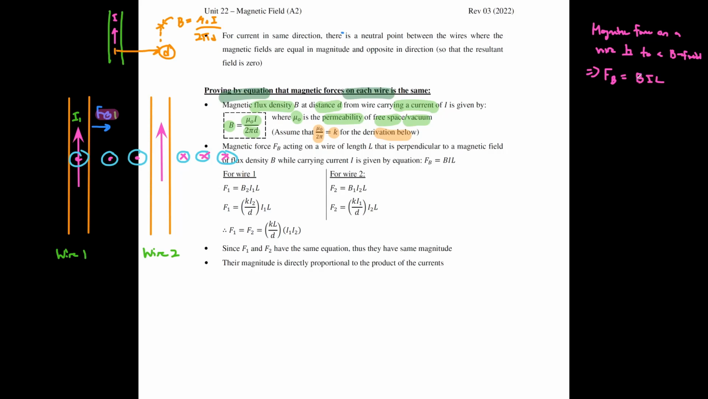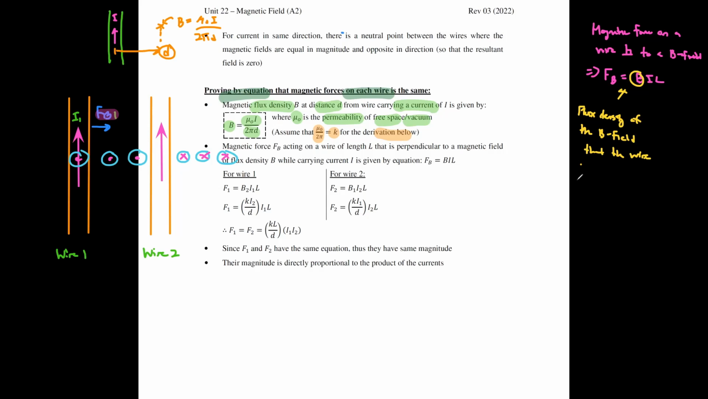And then this B that you're talking about is the flux density of the B field that the wire is in. Okay, that the wire is in. Just let me rewrite this properly. The B that you're referring to is the flux density of the B field that the wire is in.